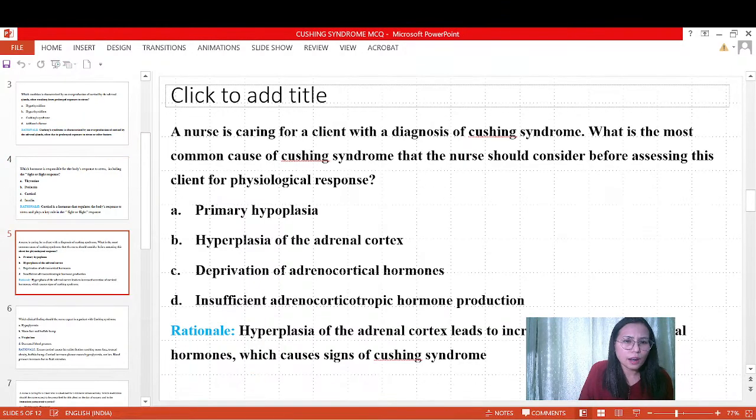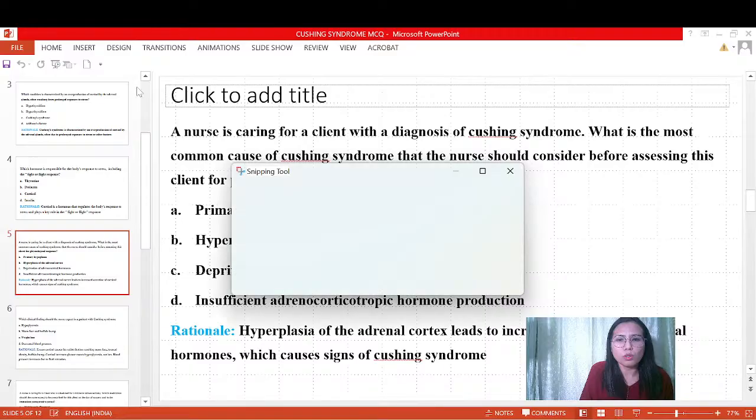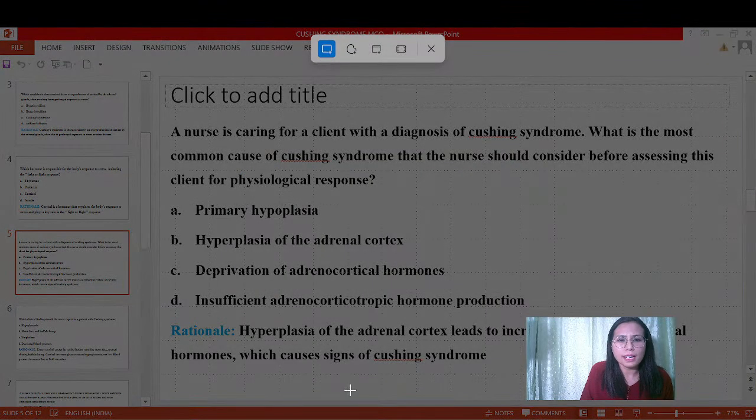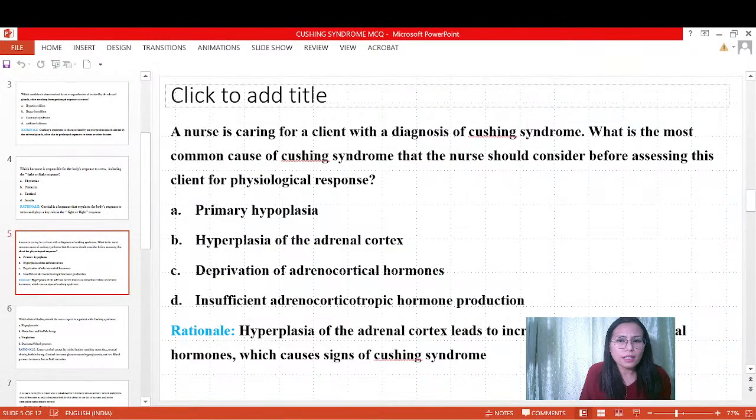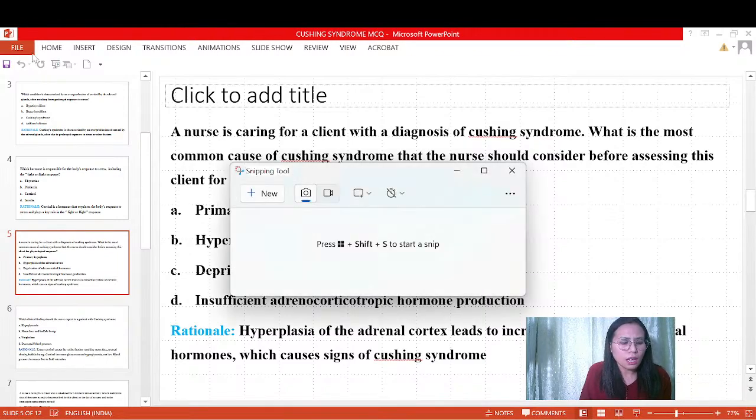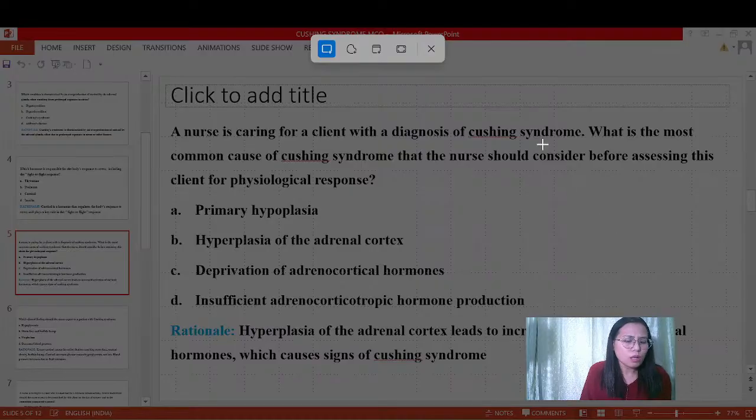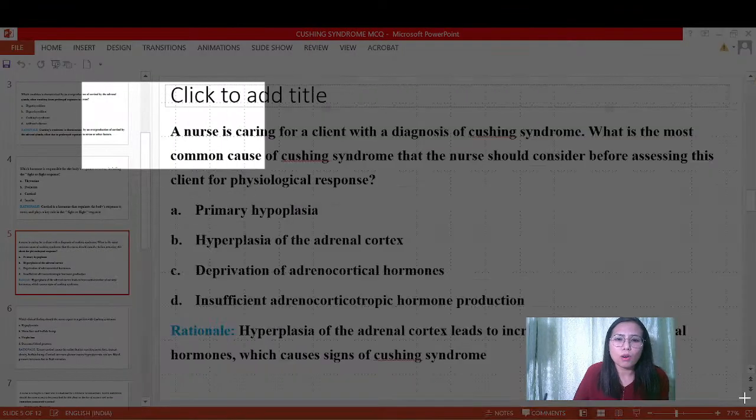A nurse is caring for a client with a diagnosis of Cushing syndrome. What is the most common cause of Cushing syndrome that the nurse should consider before assessing this client for the psychological and physiological response? So the question says, what is the common internal cause of Cushing syndrome? Okay, so not talking about the steroid medicines here, they are asking about the body's own causes. So the correct answer will be hyperplasia of the adrenal cortex.